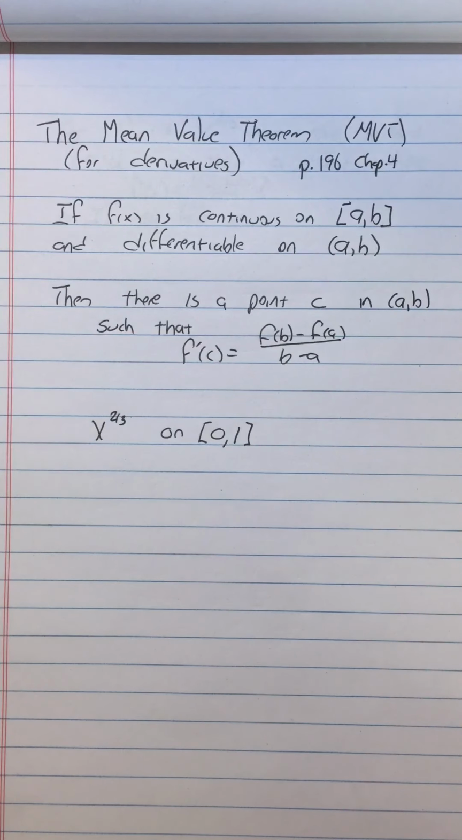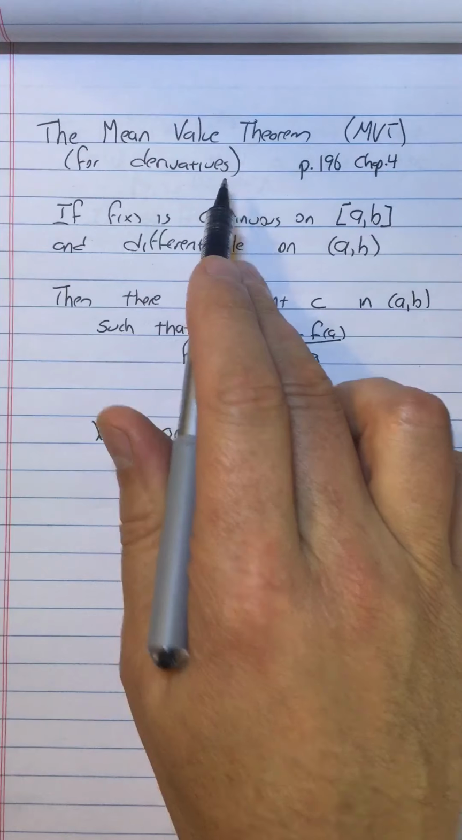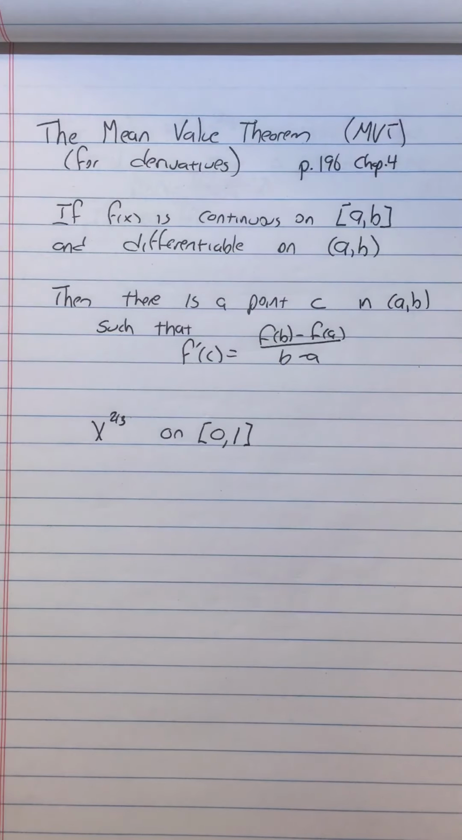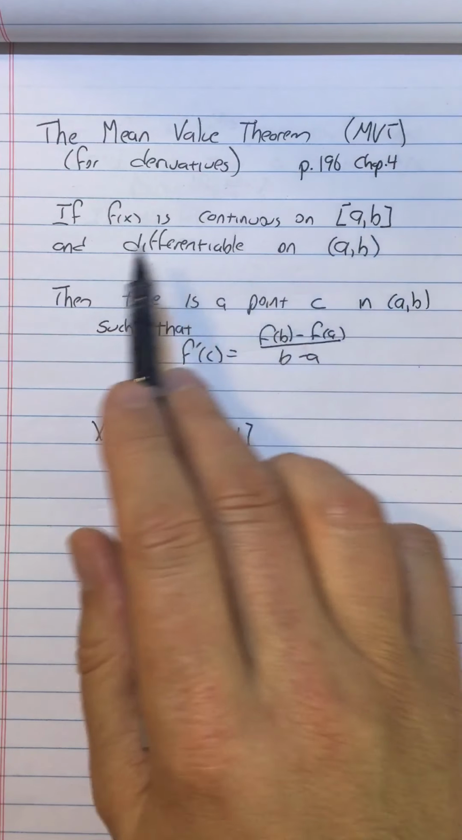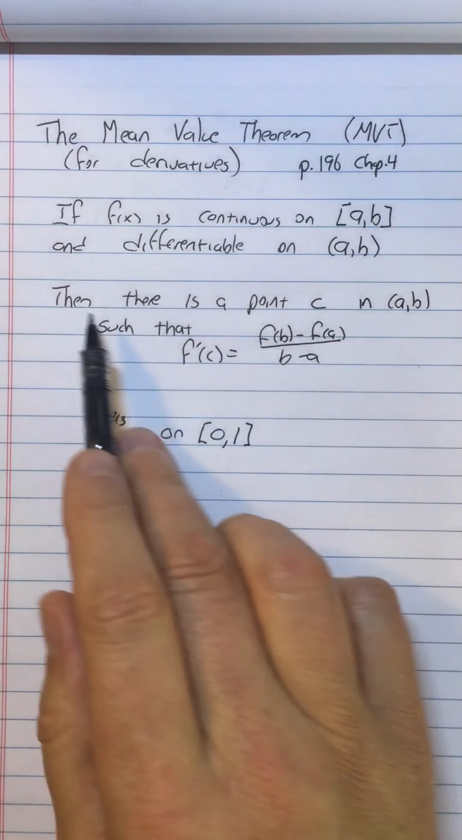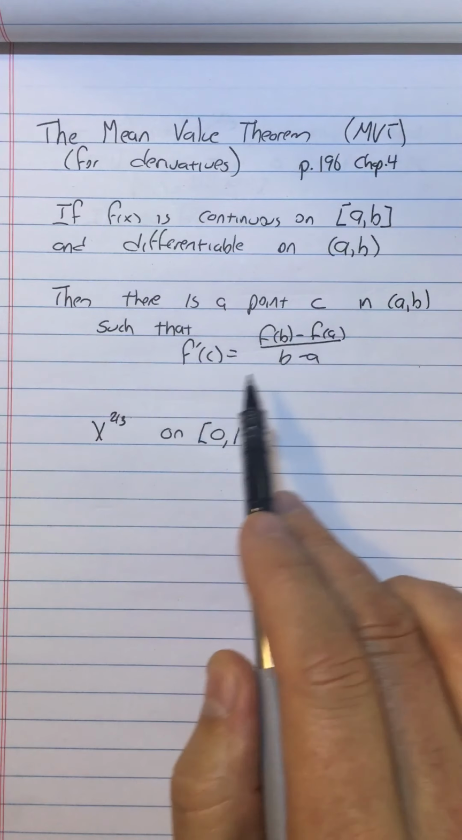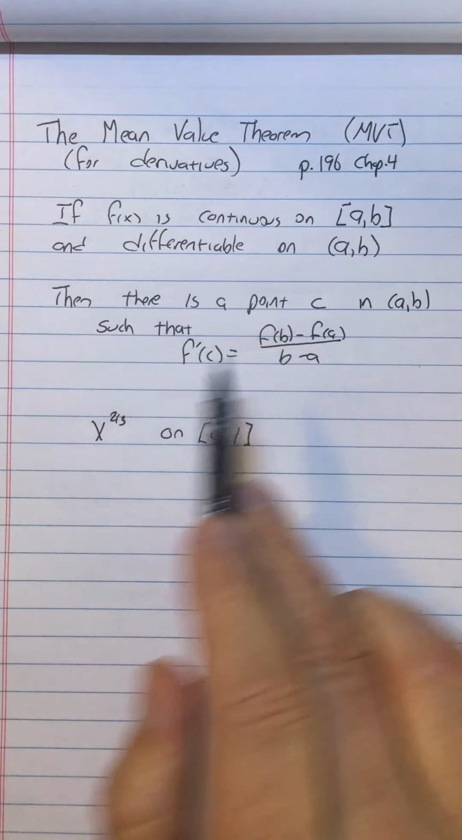So without further ado, here it is, the mean value theorem, or the MVT, the mean value theorem for derivatives. It's in your book in chapter 4 on page 196. What it says is, if f of x is continuous on the closed interval and differentiable on the open interval from a to b, then there's a point C in (a, b) where f prime of C is equal to f of b minus f of a over b minus a. That is to say, the instantaneous rate of change is equal to the average rate of change.